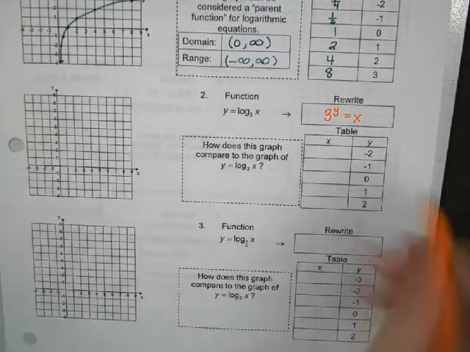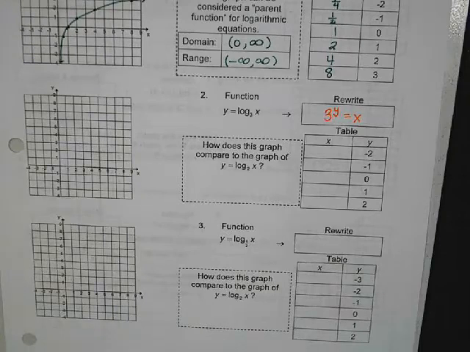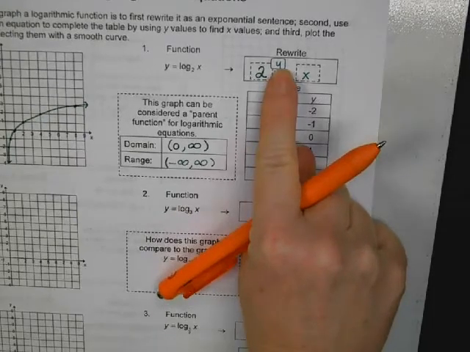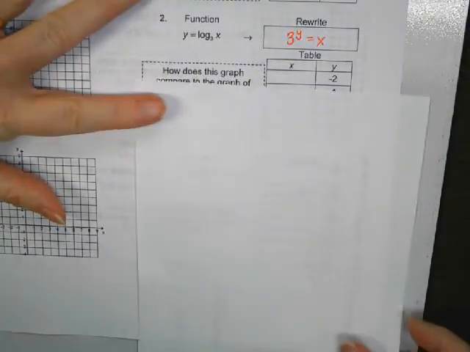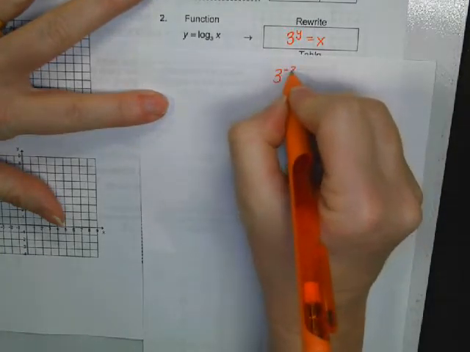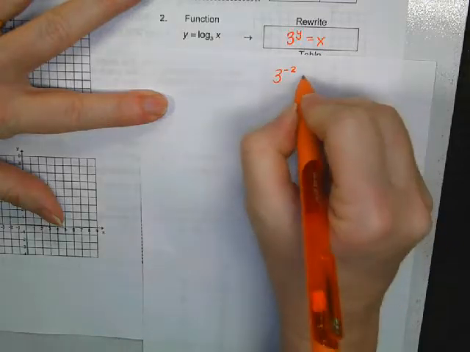Wait, so on the first one, why didn't we put y either? We did. We did? I put it. 2 to the y. Okay. Okie dokie. All right. Same page. So now I'm plugging in -2 for my y. So it's going to be 3 to the -2. 1 over 9.